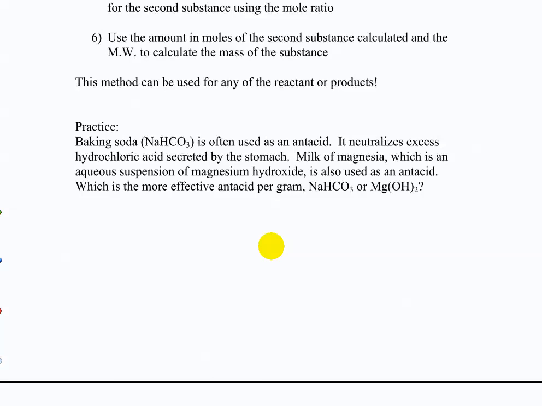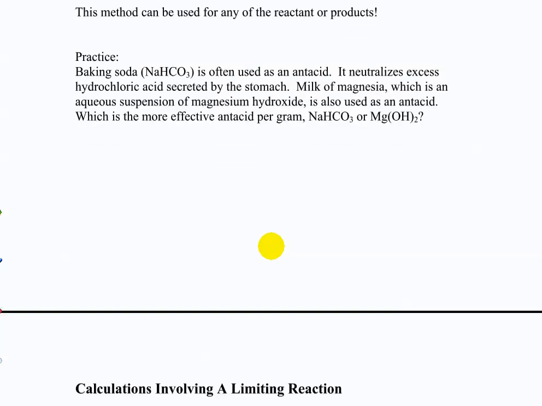So this one doesn't actually give you any quantities. What does it mean for it to be more effective? Right, neutralize more acid. And each acid is a molecule, right? A molecule of HCl. So the one that can react with more molecules of HCl per gram is going to be more effective. Let's set up those two equations. We always set up the equation first. So write down, you guys can do this, write down the equation of baking soda with hydrochloric acid and magnesium hydroxide with hydrochloric acid.